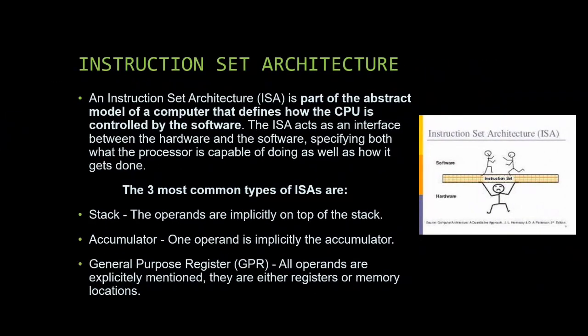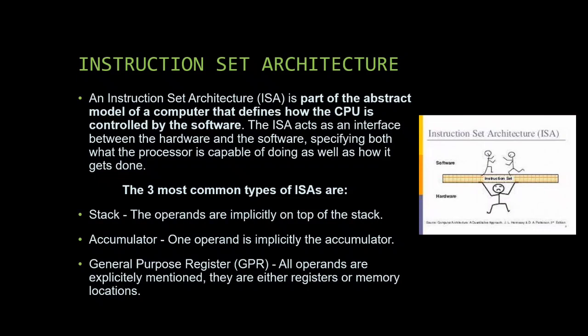Next is the instruction set architecture. An instruction set architecture, or ISA, is part of the abstract model of a computer that defines how the CPU is controlled by the software. The ISA acts as an interface between the hardware and the software, specifying both what the processor is capable of doing as well as how it gets done.